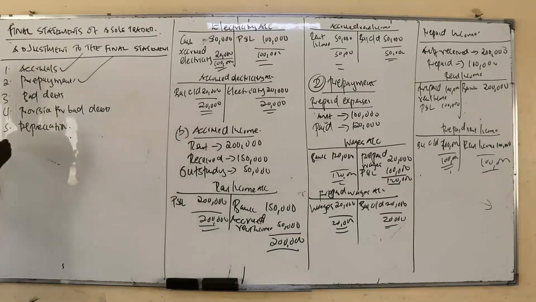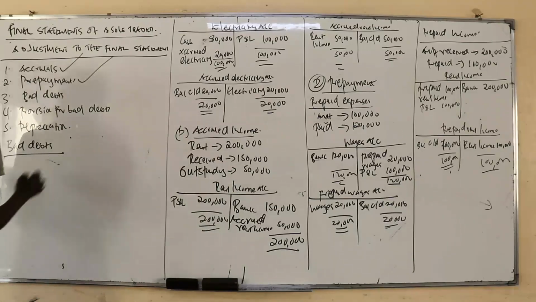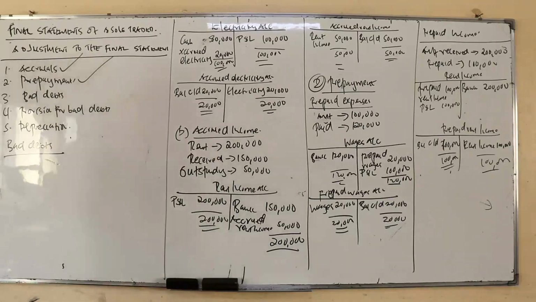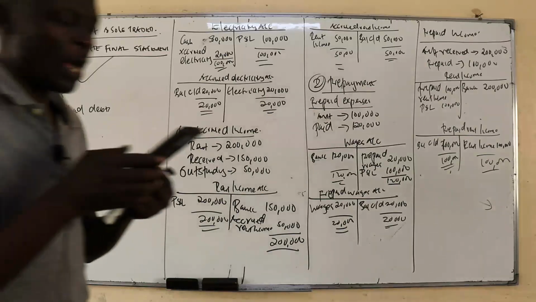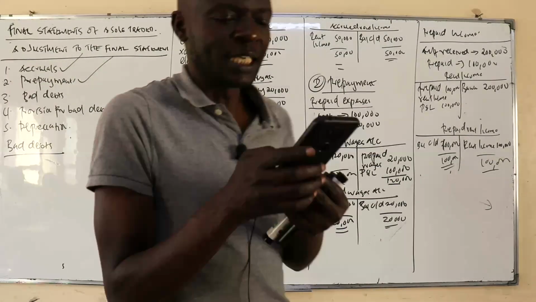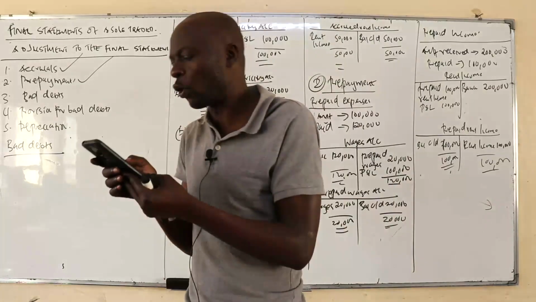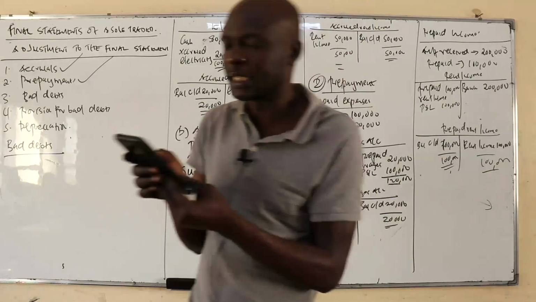So we have bad debts. So bad debts, what are bad debts? And how do they come? So bad debts, what we have written there, it refers to accounts receivable that have been specifically identified as uncollectible, and therefore it is written off.